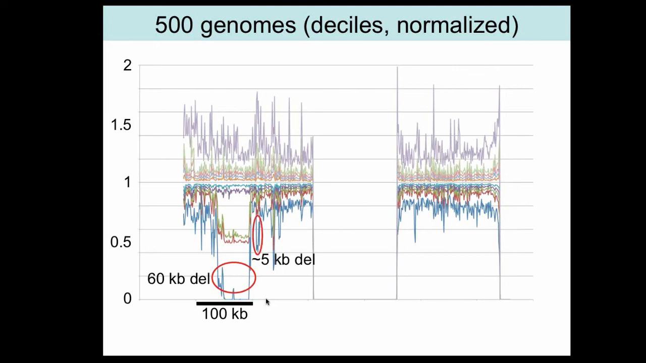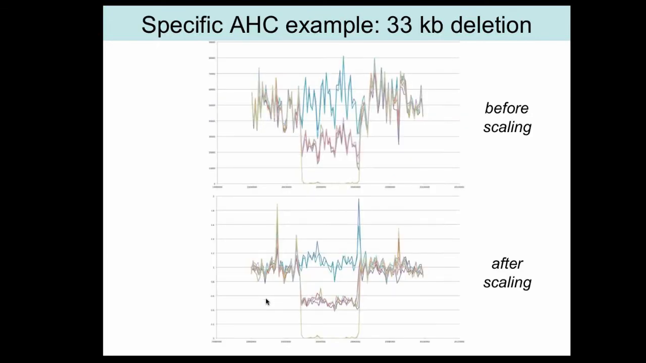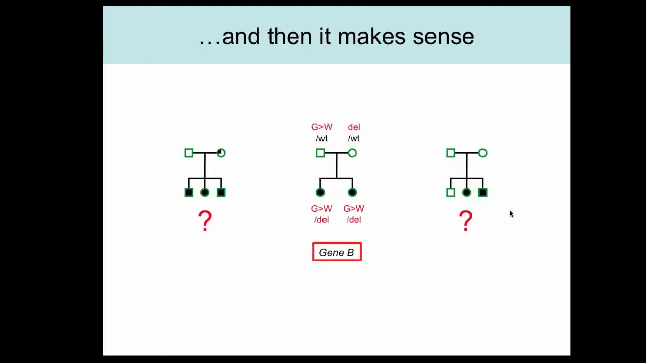So going back to AHC, we could identify very clearly a 33 kb deletion. And again, here you can see what the graph looks like for a small number of genomes before scaling to the median and after scaling to the median. And now this deletion is not just a random deletion. This is a deletion that pretty much explains this family here in the center. So now it makes sense.